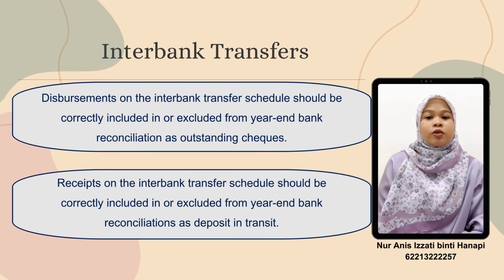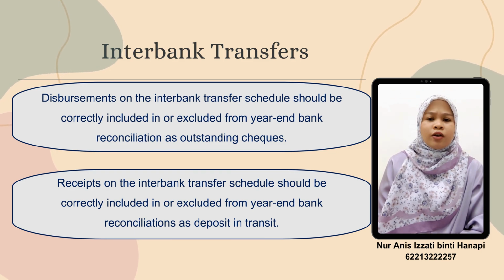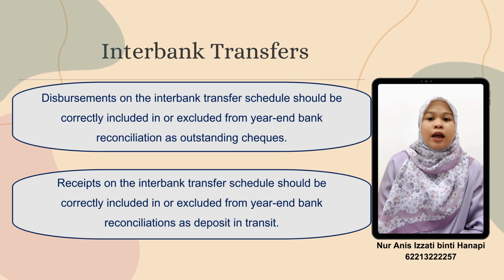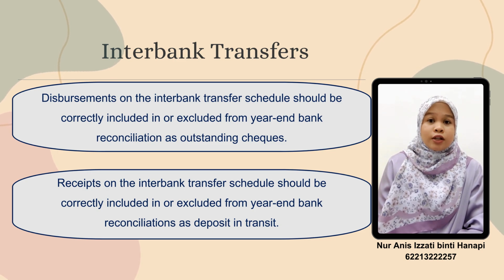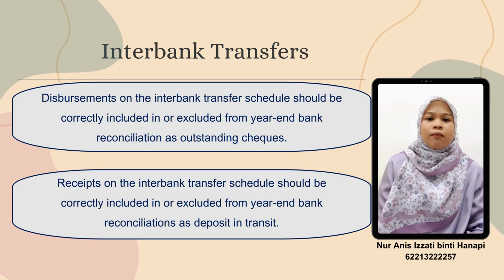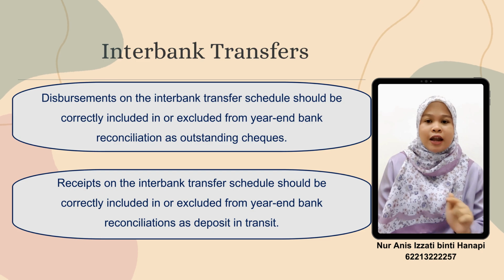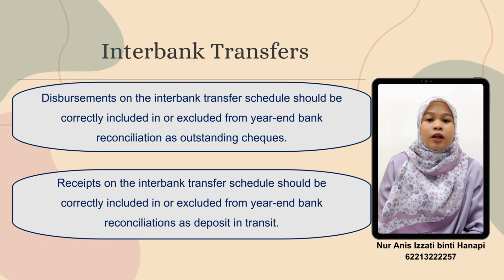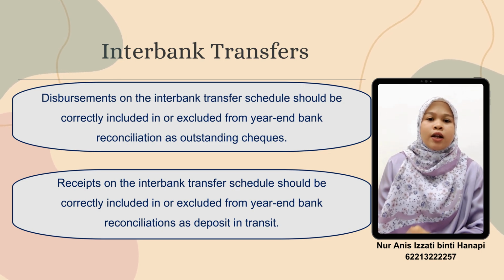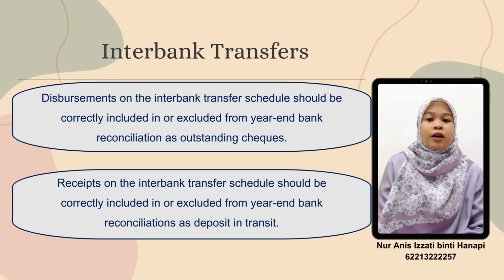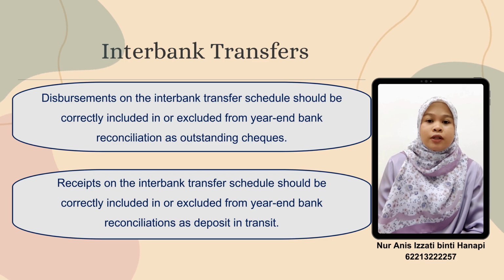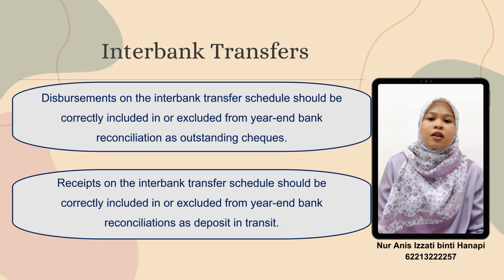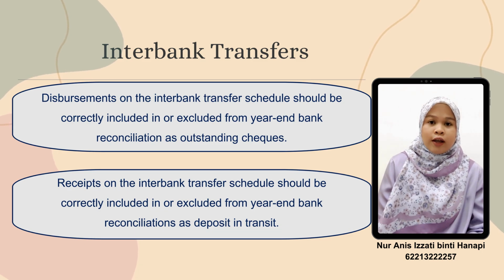Fourthly, disbursement on the interbank transfer schedule should be correctly included in or excluded from the year-end bank reconciliation as outstanding checks. The potential for kiting can be indicated by the bank reconciliations under the statement of outstanding check. Last but not least, receipt on the interbank transfer schedule should be correctly included in or excluded from the year-end bank reconciliation as deposit in transit. The bank reconciliation of a statement of deposit in transit could indicate the possibility of kiting.